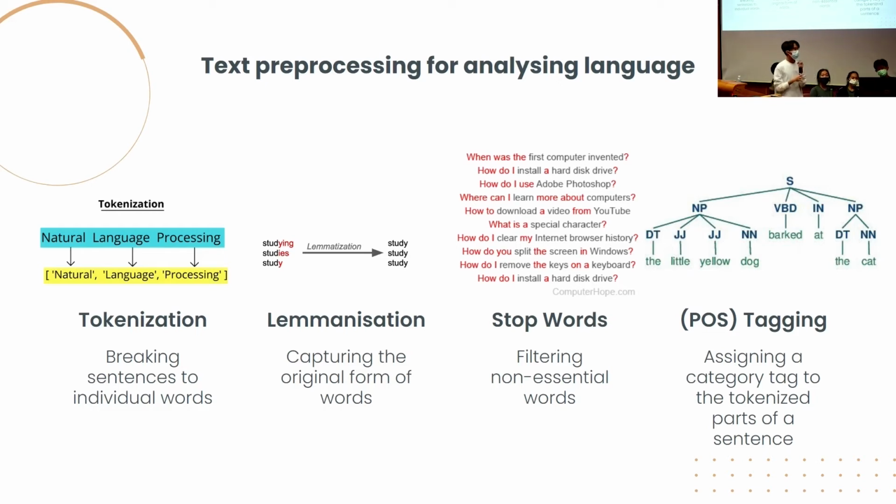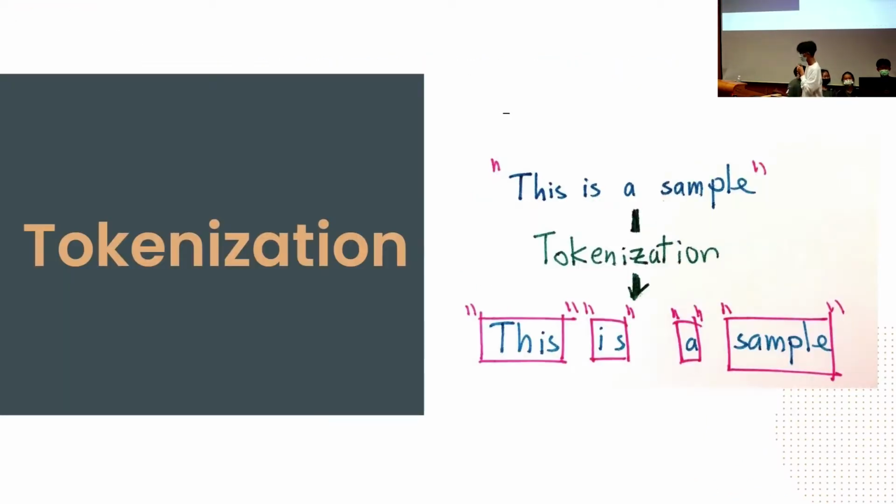The last one will be parts of speech tagging. So we are going to break the words down into their classification. So for example, proper nouns or adjectives. Okay? So the first one will be tokenization.